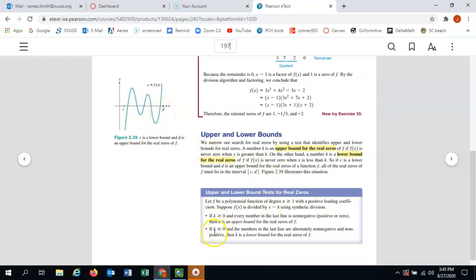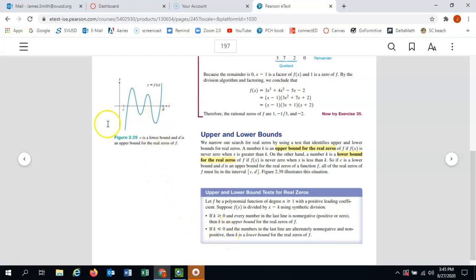And then the opposite of that: what if your k value is negative? If I put a negative number in the box and do my synthetic division, and this is where the rule gets really fun, if all the numbers in the last line are alternating non-negative and non-positive, they say non-negative because that would include 0. So non-negative means 0 or positive, and those alternate with values that are either 0 or negative, then that would make k your lower boundary. I'm going to show you one of those because there's a lot going on there.